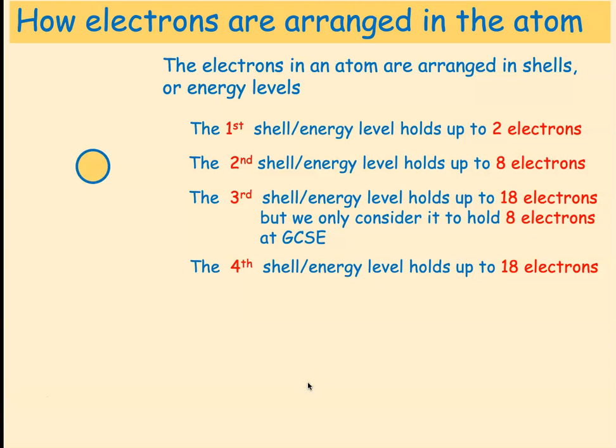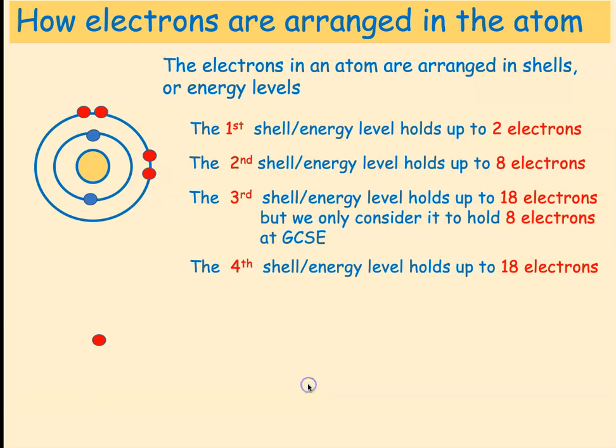So here's our nucleus, and we're going to start filling up electrons in shells around it. So there's our first shell. 1 electron, 2 electrons. So we're now up to helium. But that shell is now full up, so we're going to need another shell. So when we get to lithium, that's 3 electrons, 4 electrons for beryllium, 5 for boron, 6 for carbon, 7 for nitrogen, 8 for oxygen, 9 for fluorine, and 10 for neon.